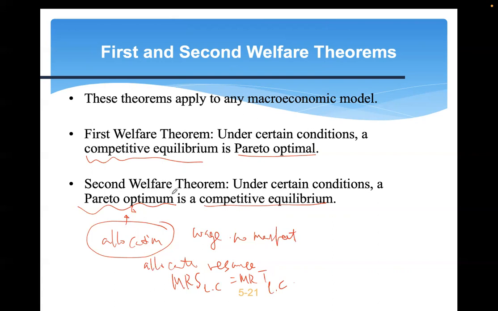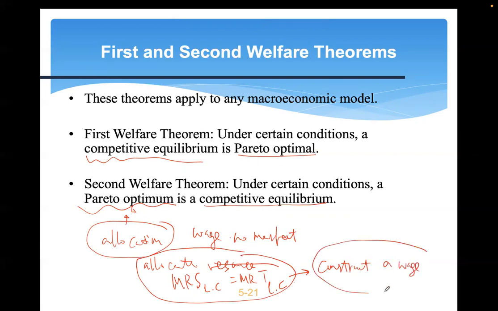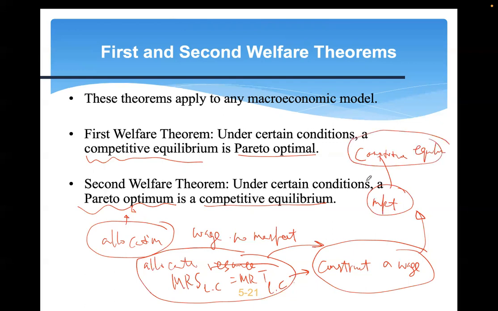But now the second welfare theorem says, once you find this allocation, you can construct a wage based on it, and then based on the wage, you create a market. And these markets are going to immediately respond and reach the competitive equilibrium. Right? So this is how they go.